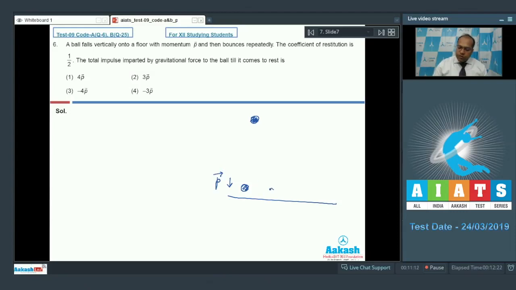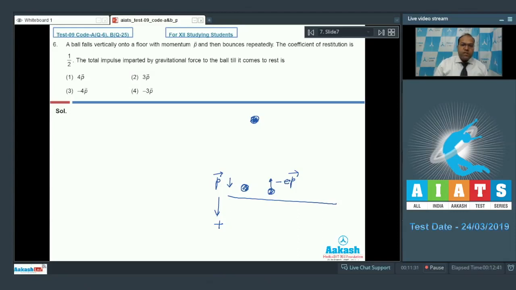Now after the collision, it bounces with a momentum minus e into p vector if I consider this as my positive sense. So it goes up and then goes down, and it is about to collide with the floor again with the momentum e into p vector.